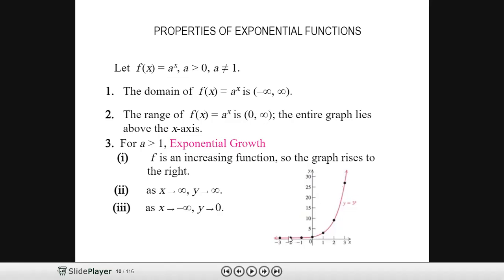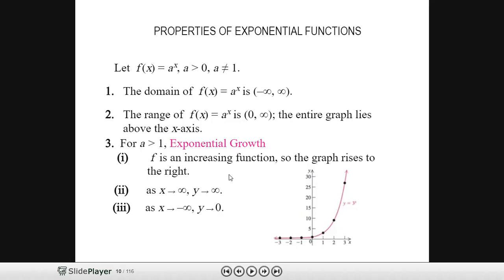So range is just like that, 0 to infinity. That may go to 0 when y is touching the line over here, coinciding with the x-axis, and this will go to infinity up the y-axis. So this will go up and up to infinity. The entire graph lies above the x-axis. Can you see this, how you can visualize this, that the entire graph is above the x-axis? So the graph rises to the right, and f is an increasing function.